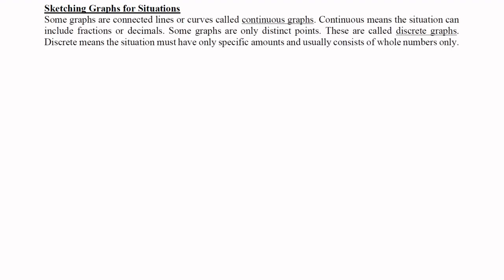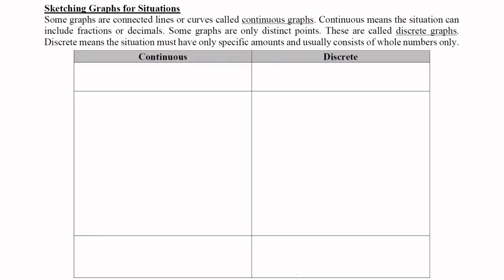Some graphs are connected lines or curves called continuous graphs. Continuous means the situation can include fractions or decimals. Some graphs are only distinct points. These are called discrete graphs. Discrete means the situation must have only specific amounts and usually consist of whole numbers only. So let's take a look at the difference between the two.